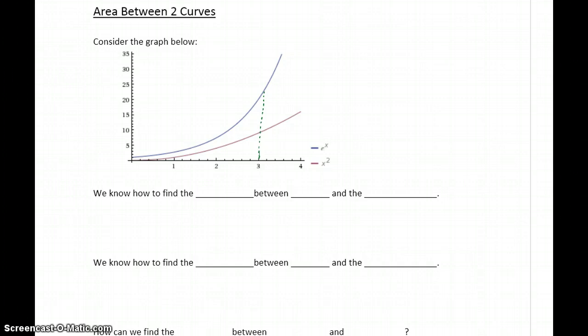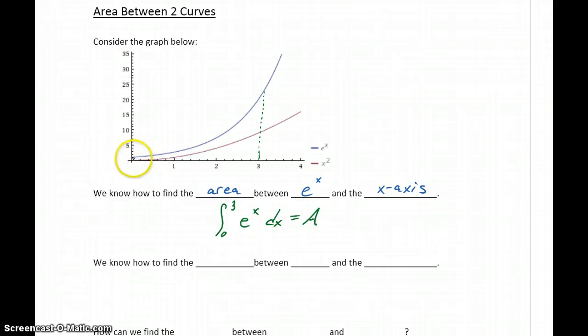We would already know how to find the area between our function e to the x and the x-axis on that interval from 0 to 3. And that would just be taking the integral from 0 to 3 of e to the x dx. And let's say that would give us some area A. So this would be this area below the curve of e to the x and above the x-axis.